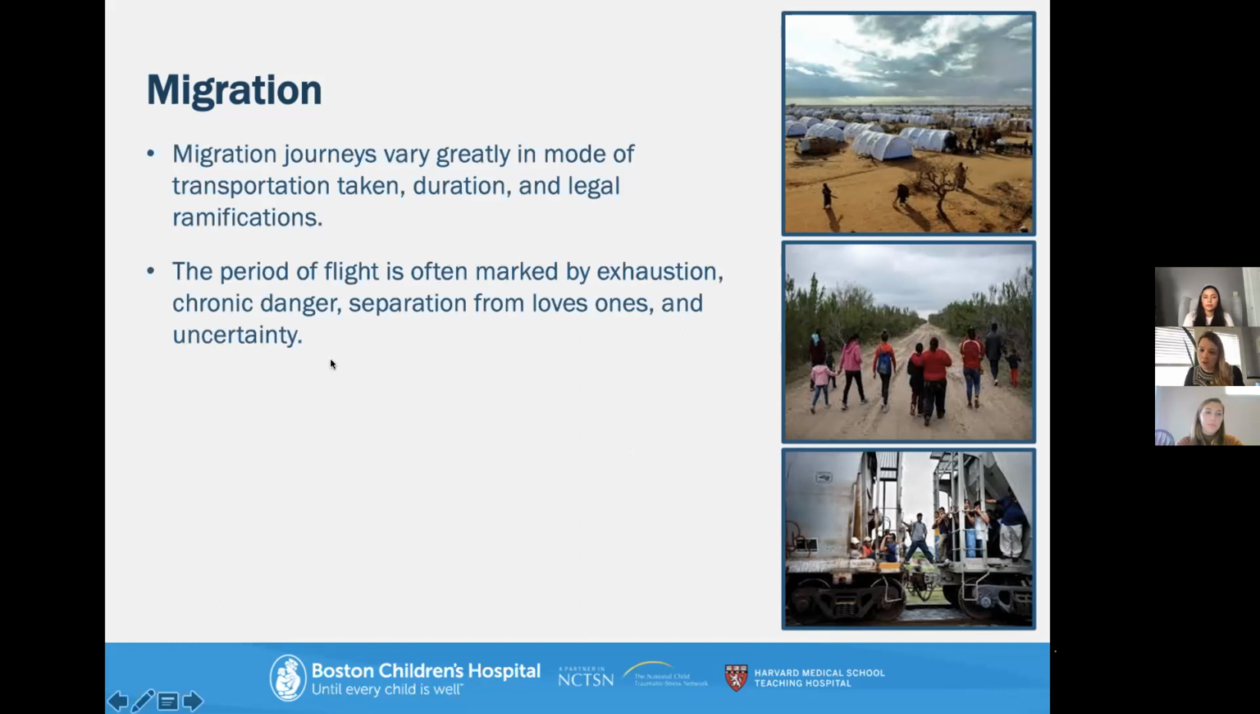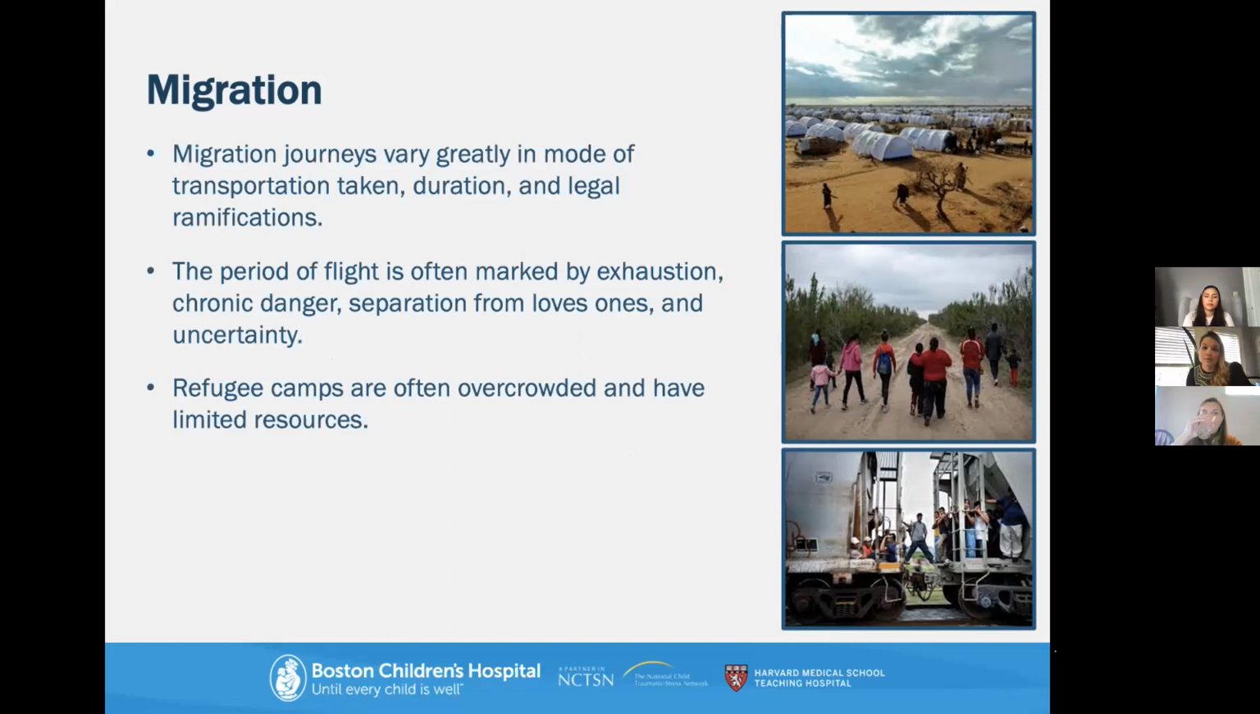The period of flight is often marked by a great degree of exhaustion and chronic danger for many, and separations from loved ones. It's not uncommon to be separated or have to leave those behind, and lots of uncertainty of what life looks like ahead. For many refugee camps that we see around the world, they are incredibly overcrowded and often have limited resources. It's not uncommon for kids to sometimes go to school and other times not, for maybe boys to go to school and girls to stay back. Healthcare can be scarce, food can be scarce, and there's often a lot of violence in refugee camps as well.